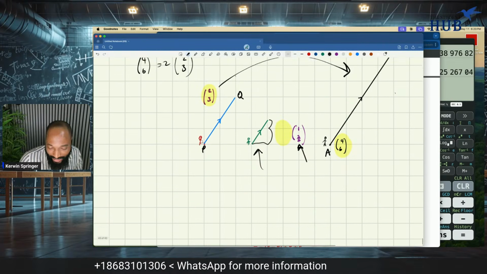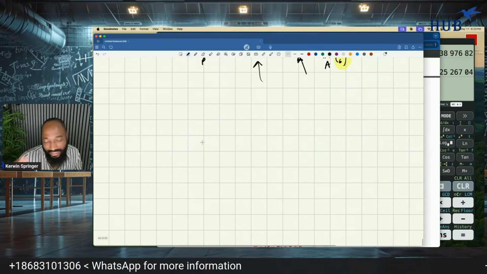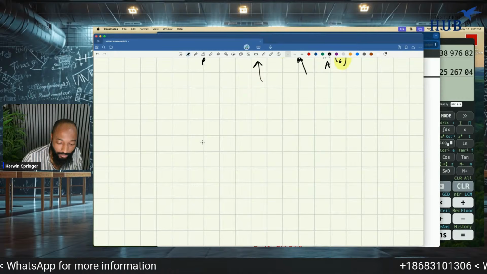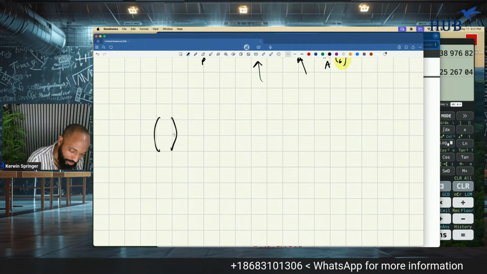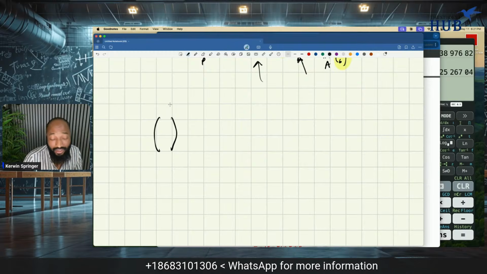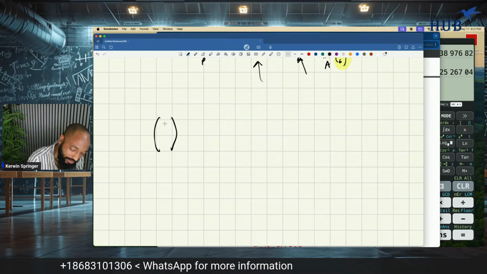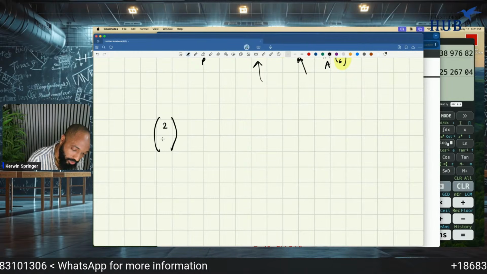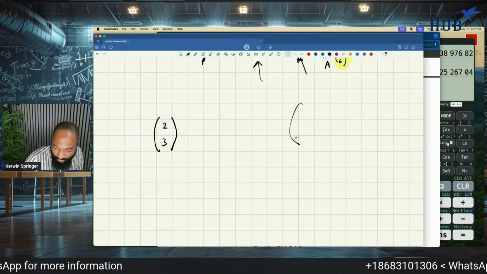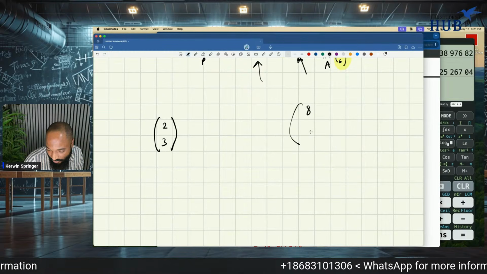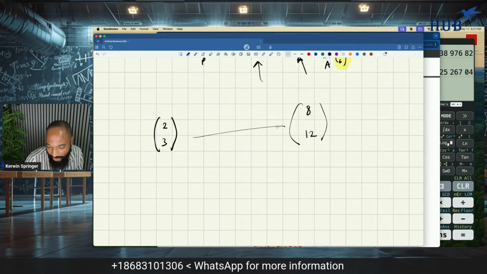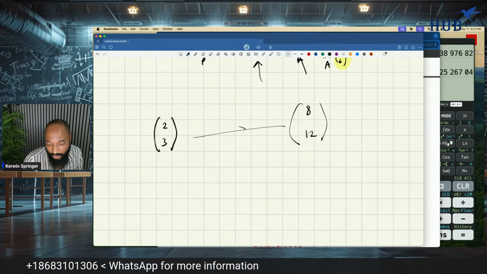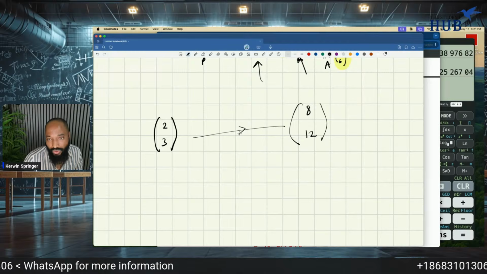So that's the idea, and what happens is that it gets difficult to see when there's a fraction. So I'm going to draw a few, and I want to see if you all can spot it. Let's play. Can you spot the parallel, or the scalar factor? Let's say I have 2, 3, and then I give you the vector 8, 12. Are these parallel? And what is the scalar factor if so?